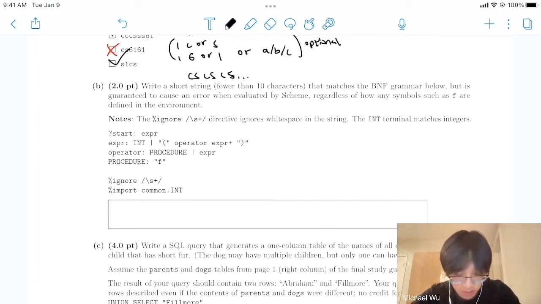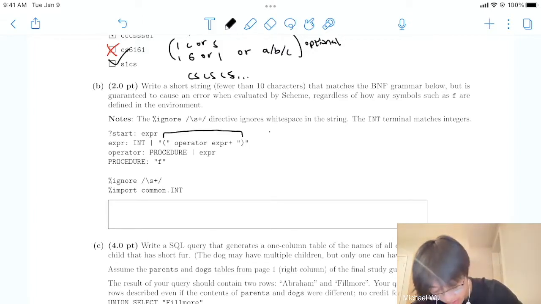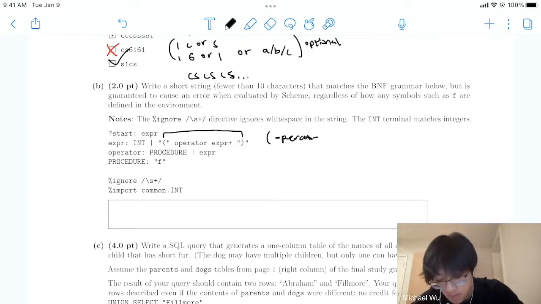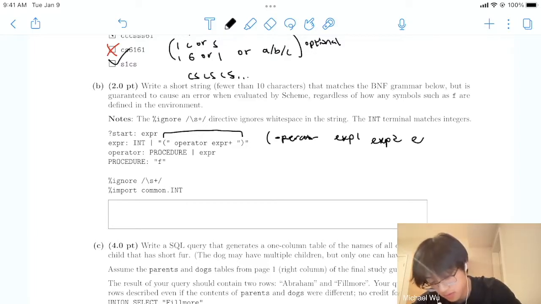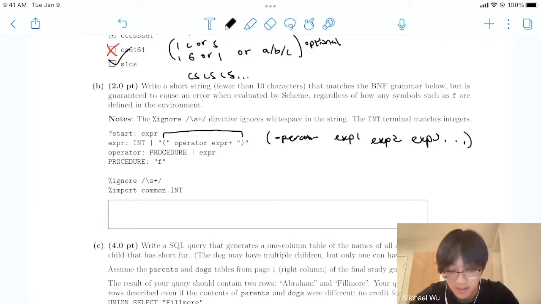So we start with an expression. An expression can be either an integer or something of this shape, which is basically parentheses, operator, and then as many expressions as you want. So xp1, xp2, xp3, dot, dot, dot. But we know that there has to be at least expression 1.